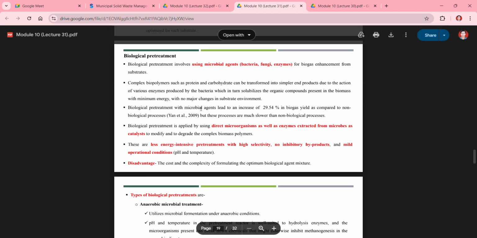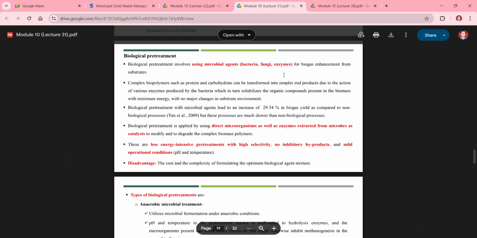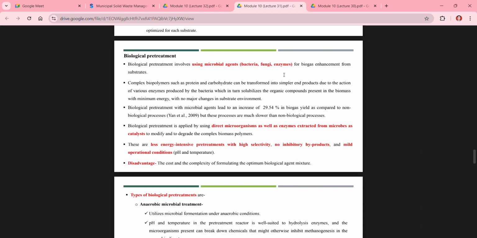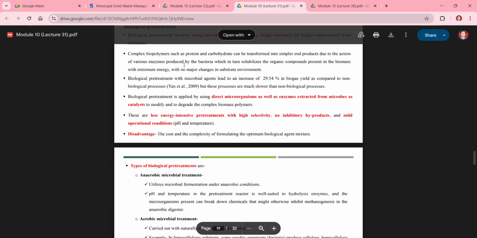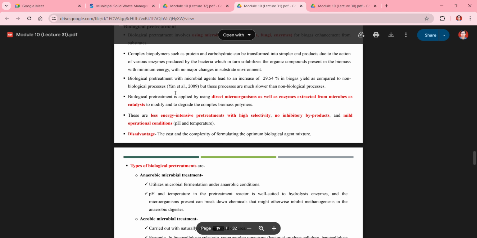Okay, then coming to the biological pretreatment processes. Biological pretreatment involves using microbial agents like bacteria, fungi, and enzymes for biogas enhancement from substrate. So complex biopolymers such as proteins and carbohydrates can be transformed into simpler end products due to the action of various enzymes produced by the bacteria during the biological pretreatment process, which in turn solubilize the organic compounds present in the biomass with minimum energy during the AD process. So the hydrolysis process will become much easier after the biological pretreatment processes. Biological pretreatment with microbial agents leads to an increase of 29.54 percent in biogas yield as compared to non-biological processes.